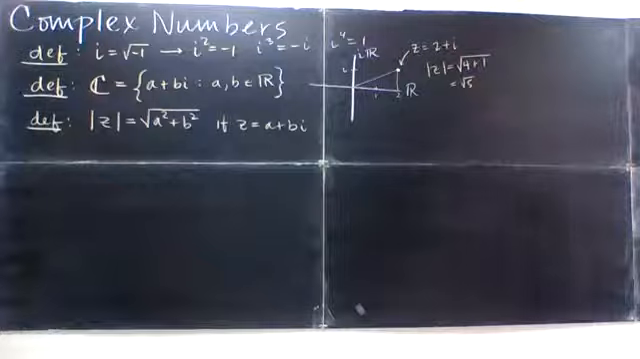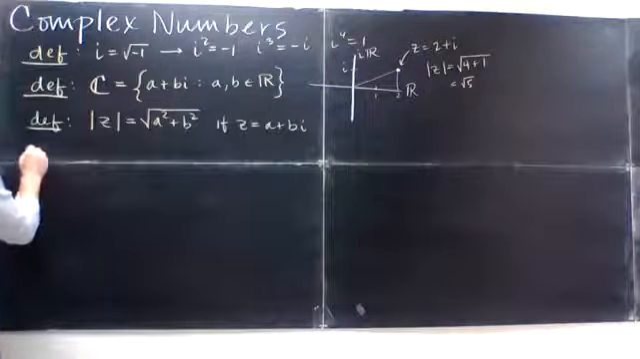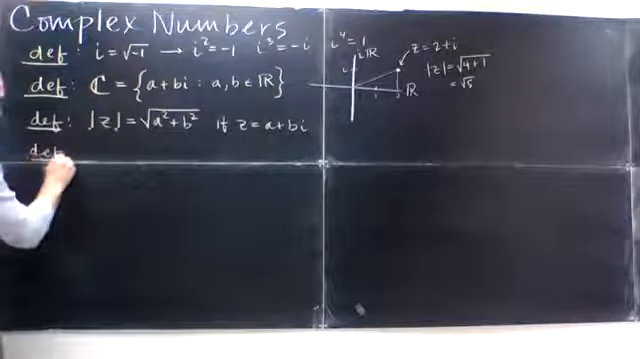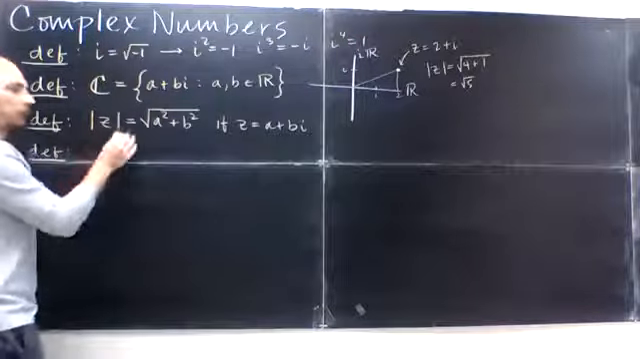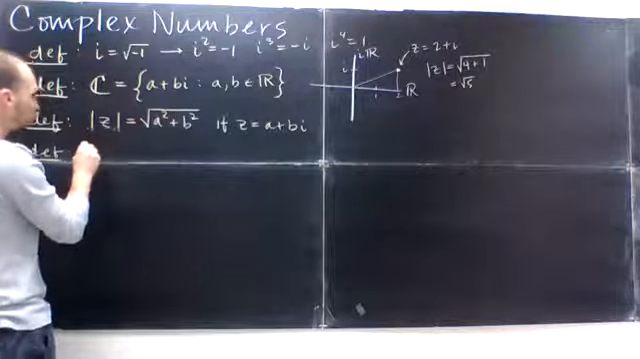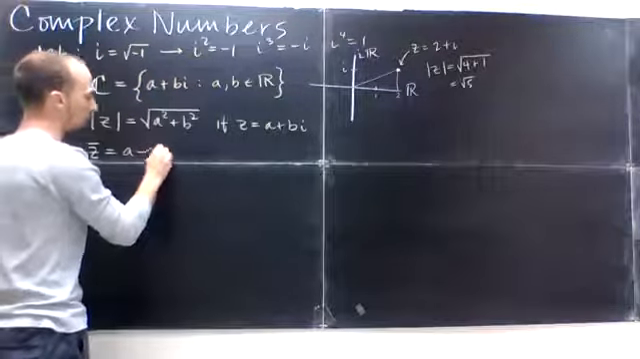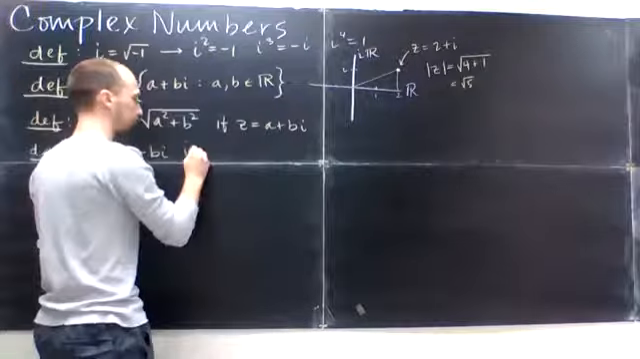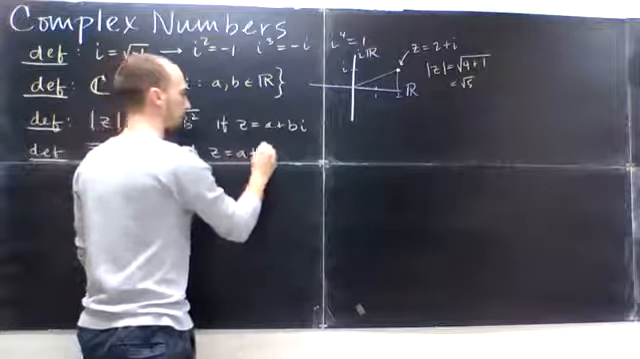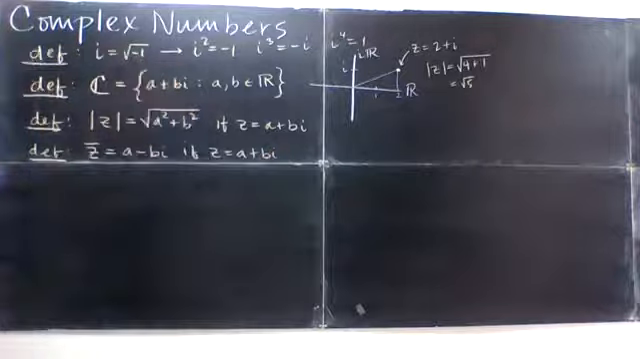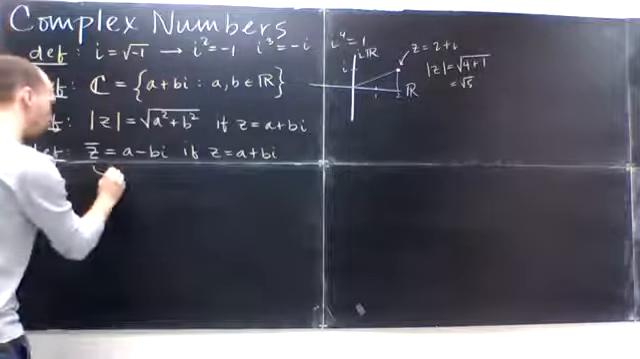Okay. What else do I need to tell you? I need to tell you about the complex conjugate. Okay, so if z is a plus bi, then what we would call z bar is equal to a minus bi. Okay, and I'm going to just mention that we call this the conjugate.